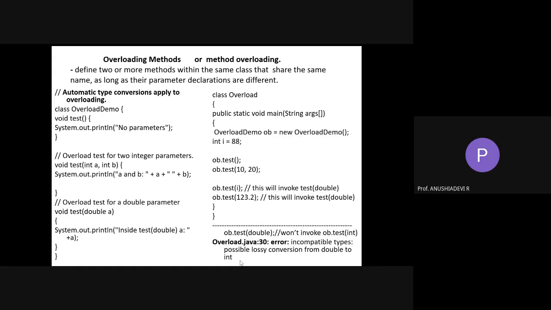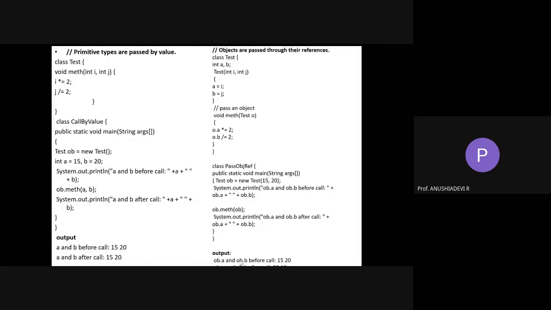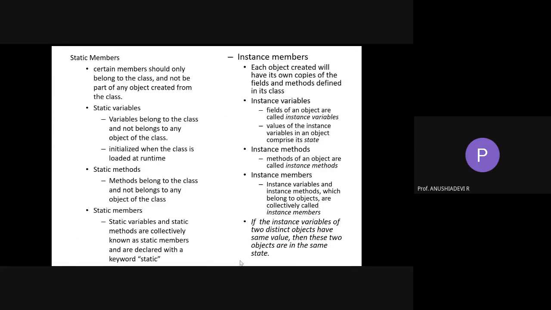And method overloading. Method overloading is nothing but function overloading as in C++. And then call by value and call by reference. Here, passing a reference as an argument means we are passing the object as the reference. And then static member and instance member. A static member is the class member. For an instance member, member data is created for each individual object.